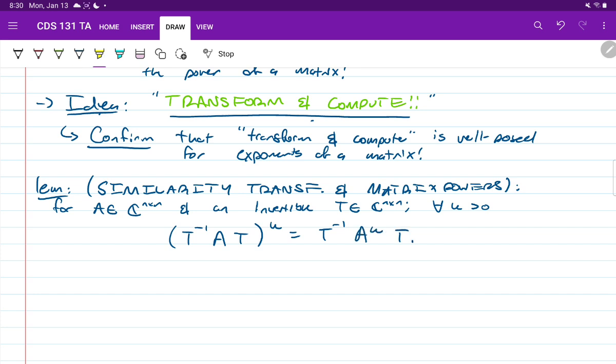All right? So let me just summarize what this is saying. This is something called a similarity transform of a matrix, right? You might remember that's how we actually compute changes of coordinates of matrices. And what we have is that if we compute the kth power of the similarity transform, that's the same thing as computing the kth power of the inside matrix and then doing our change of coordinates, okay? So this essentially tells us that this idea of transform and compute is very well posed, right? If we want to take the kth power in some nice coordinate system, that's something that interacts easily with these matrix changes of coordinates. Okay, so let's go ahead and prove this result.